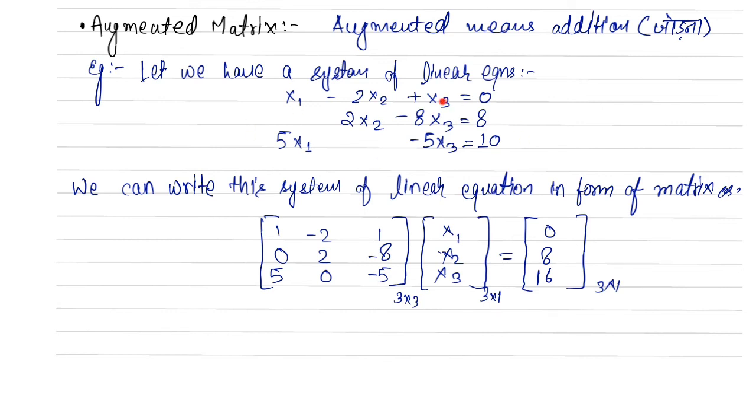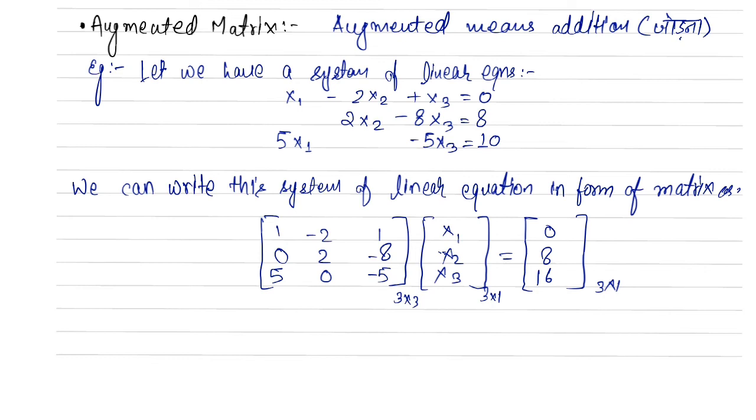That is x1 minus 2x2 plus x3 is 0, 0x1 plus 2x2 minus 8x3 is equal to 8, 5x1 plus 0x2 minus 5x3 is equal to 10. So we'll write all the coefficients of the variables here: x1 is 1, x2 is minus 2, x3 is 1; x1 is 0, x2 is 2, x3 is minus 8; x1 is 5, x2 coefficient is 0, and x3 coefficient is minus 5. We have variables x1, x2 and x3 here, and constants 0, 8 and 10 here.